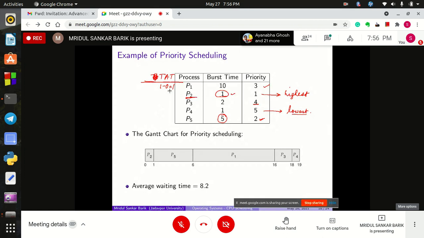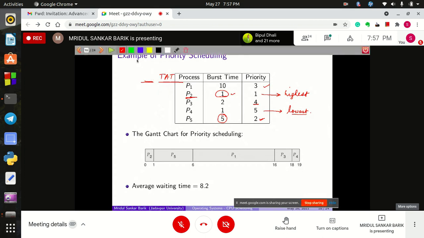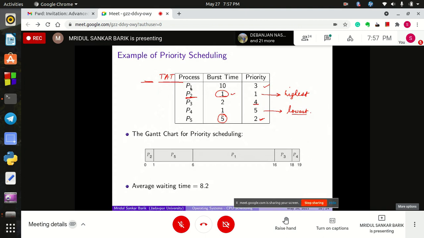Sorry, this is for process P2. Right. For process P1, it has finished at time 16 and it has arrived at time 0. Process P2, it has finished at time 1 and arrived at time 0. Process P3, finish time is 18, arrived at 0. Process P4, finish time is 19, arrived at 0. Process P5, finish time is 6, arrived at 0. So these are the turnaround times.